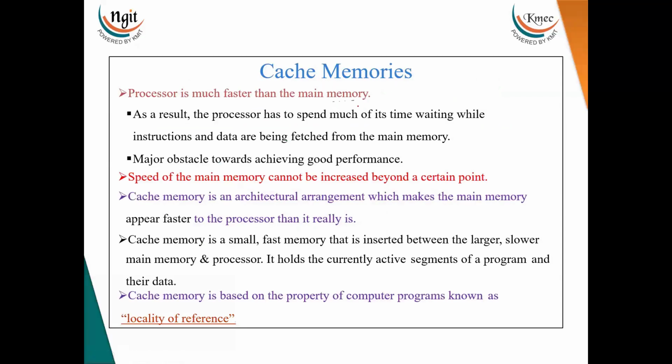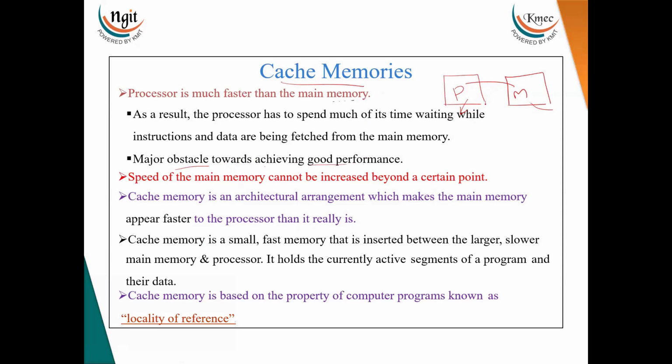Now in this lecture, we discuss cache memory. Whenever the processor needs any data, it will get the data from the main memory. But a processor has higher speed than the main memory. That's why the processor always needs to wait to get the data from the main memory.